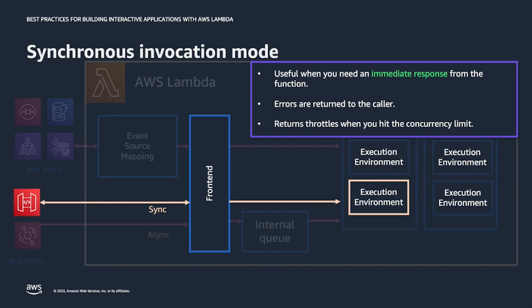That front-end API will then find an available execution environment, or send a request on to the service to find that execution environment and spin one up if there's not one available. It will then run your code and return you back the response. This is useful if you need an immediate response from your Lambda function code. It's also useful if you need to see what the errors are from your Lambda function code. And it also throttles when you hit a concurrency limit.